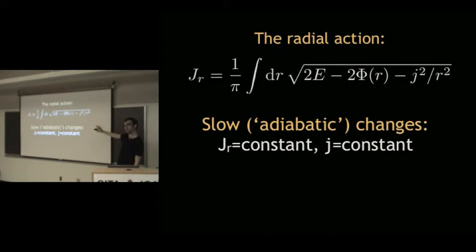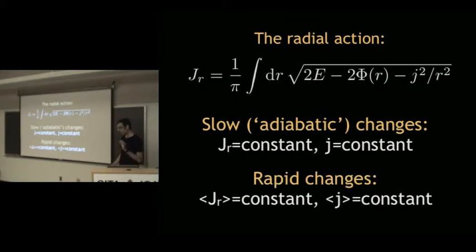But what was new about this work is that we pointed out that in the case of rapid changes, you can still write down what happens to the average of the radial action. And in fact, it turns out that the average of the radial action is left constant even during rapid changes. So I'm not showing you a derivation of that now because it's a little involved, but it is in the paper.